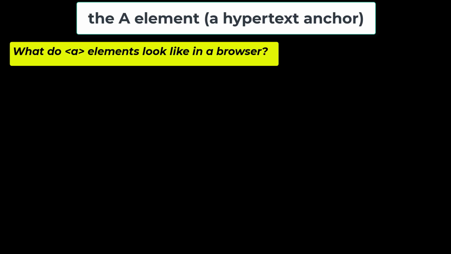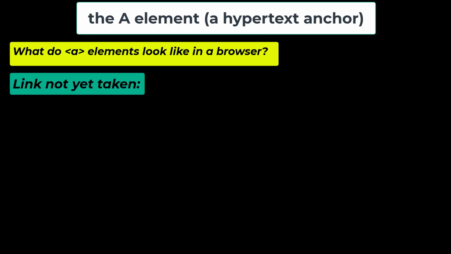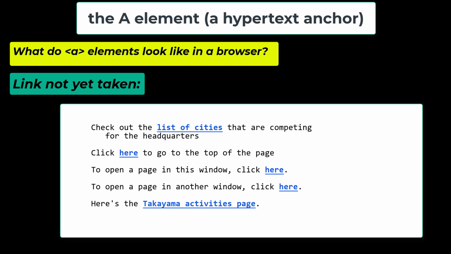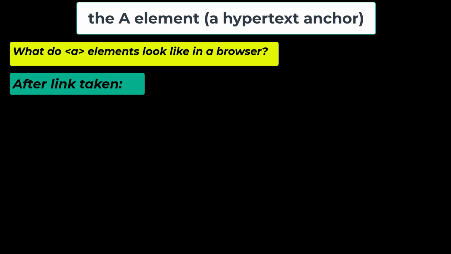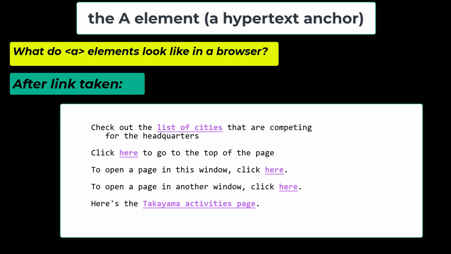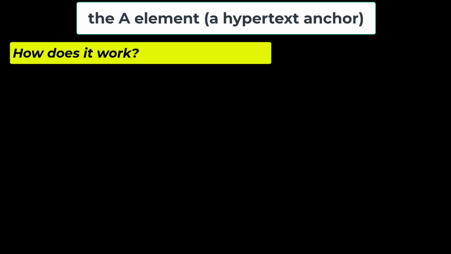So what do A elements look like in a browser? Generally, browsers provide visual clues about anchors by underlining the text content and emphasizing with a color. If a link has not yet been clicked, the color is a light blue. But once a link has been taken, then the color changes to sort of a light purple. Well, how does it work?